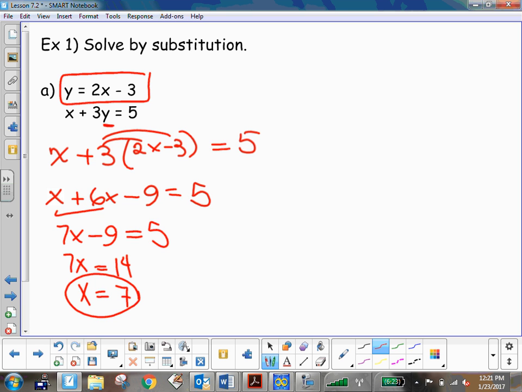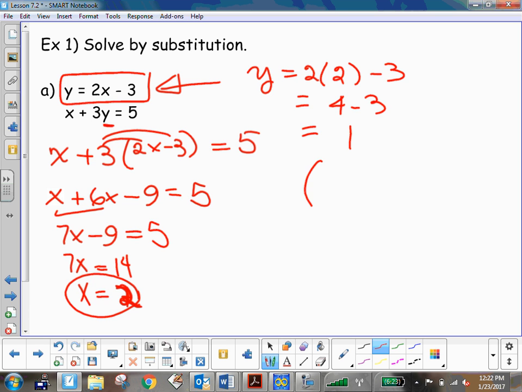But we're talking about where two equations or two lines are intersecting. So we don't just need an x value, we also need a y value, right? So if x is 2, then we come back up here and we figure out what the corresponding y value is by substituting in the value that we know for x. So y is going to equal 2 times 2 and then minus 3. Or 4 minus 3, which is 1. So we write it as an ordered pair x, y. And so it's 2 comma 1.